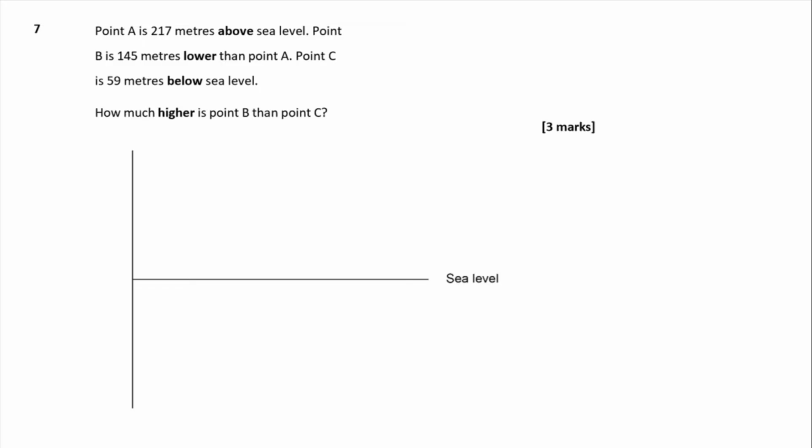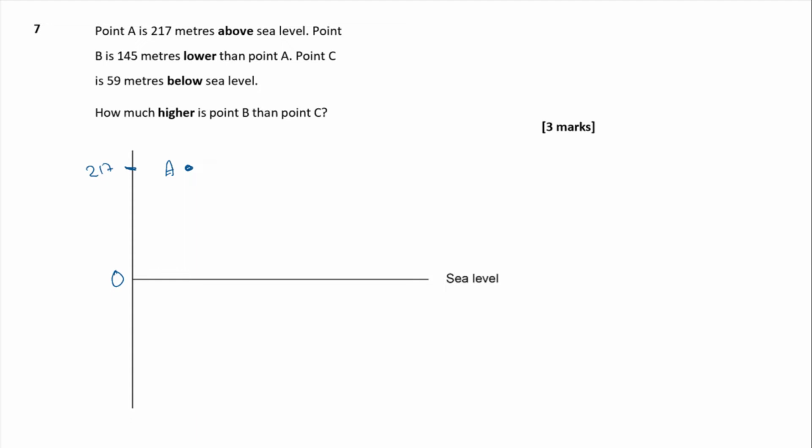Okay, so sea level, let's make sea level equal to 0. Then point A is 217 meters above sea level. So if I go up on my scale 217 units, then I'm going to find A there, aren't I? Okay, at 217 units above sea level.